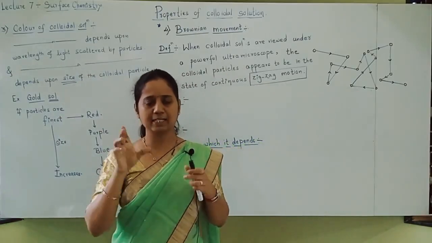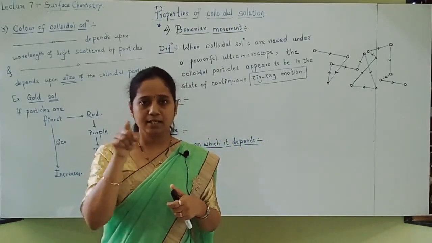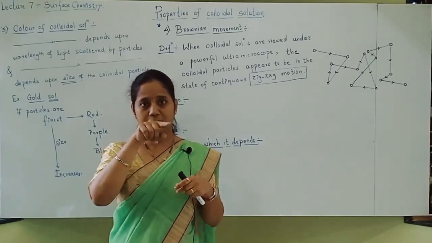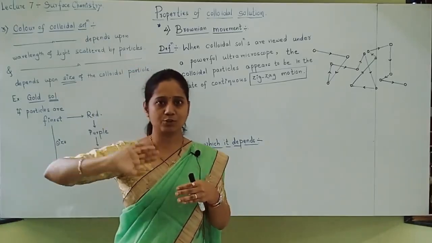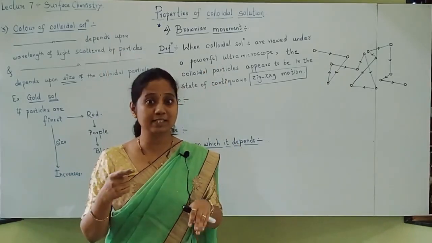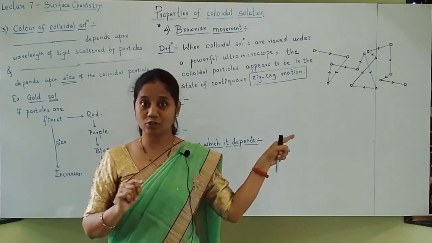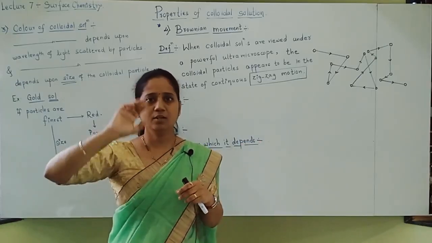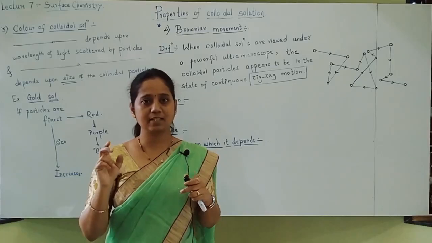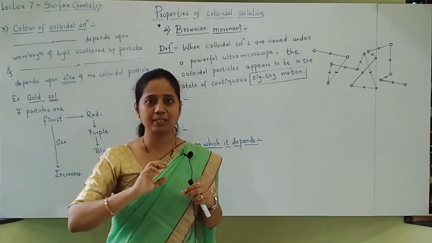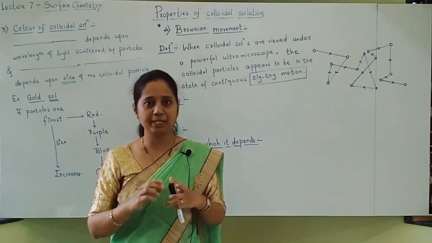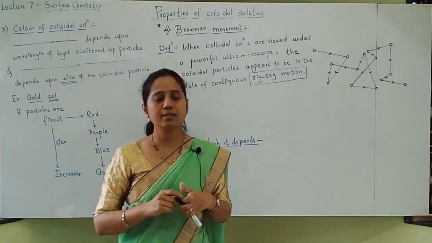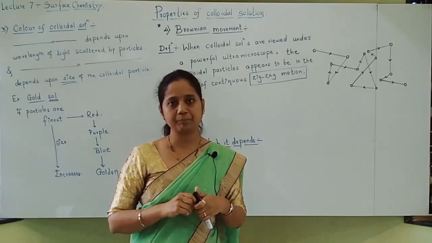We have seen that the dispersed phase colloidal particles are continuously dispersed in the solution. They never settle down. Who settles down? Particles in a suspension settle down. Colloidal particles are continuously in the dispersed form, in the scattered form in the dispersion medium, and they are continuously in zigzag motion. This is called Brownian movement.